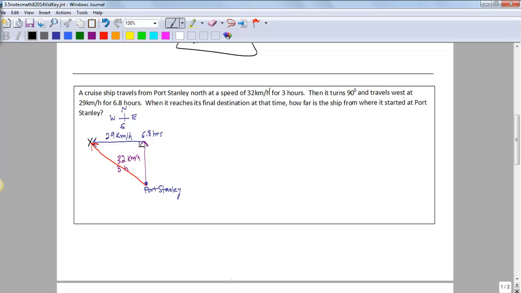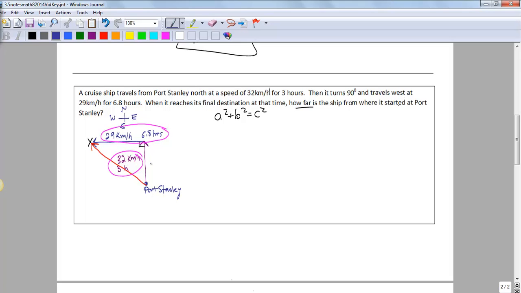So, how far? We want to find a distance. Now, what you're given here, though, this is not a distance. This is not a distance. You need to find those two distances before you can use the formula a squared plus b squared equals c squared. Tough question, eh? So let's find the difference, or the distance.